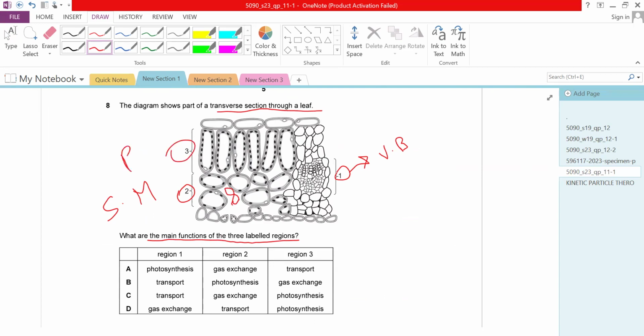Region 3 is palisade mesophyll, and the palisade mesophyll's main function is to do the process of photosynthesis. So, remembering its function and looking at the options given, the correct option for question number 8 is C. Region 1 transport, region 2 gas exchange, region 3 photosynthesis.